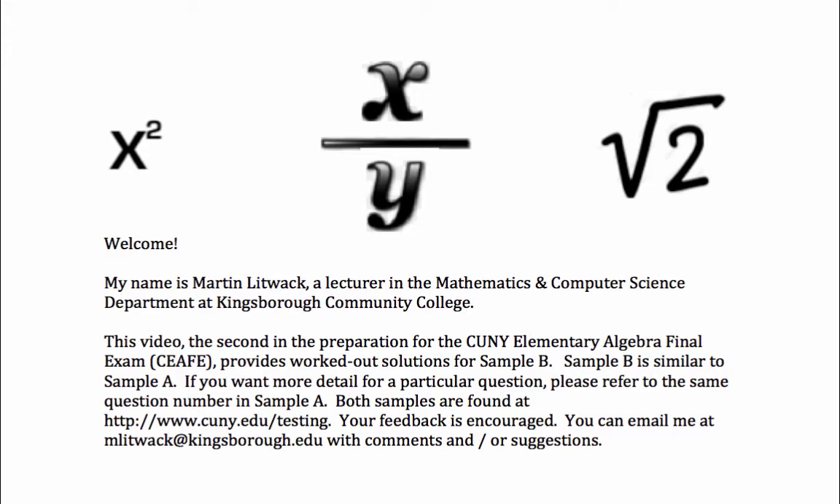This video, the second in the preparation for the CUNY Elementary Algebra final exam, provides worked-out solutions for Sample B. Sample B is similar to Sample A. If you want more detail for a particular question, please refer to the same question number in Sample A. Both samples are found at the link in front of you.